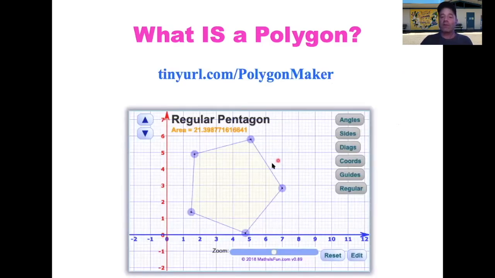Now, one more thing, you can go to Polygon Maker and you can mess around with these angles here and find different measurements and different sides and play around and make your own polygons. And actually, it's kind of fun. I got kind of involved.